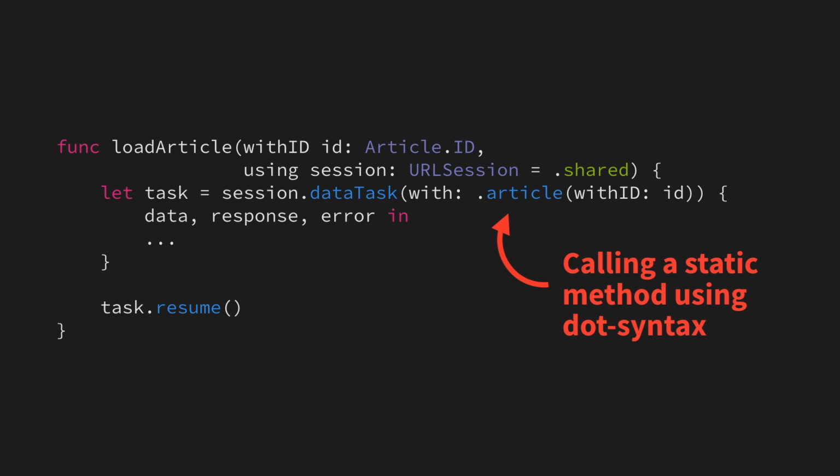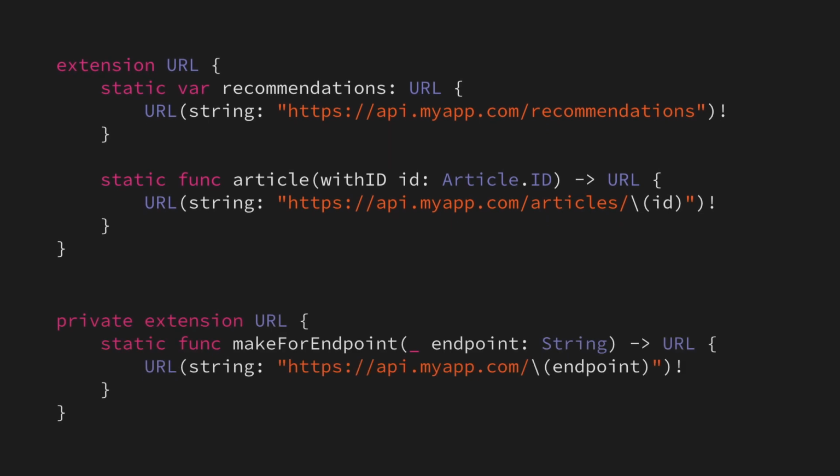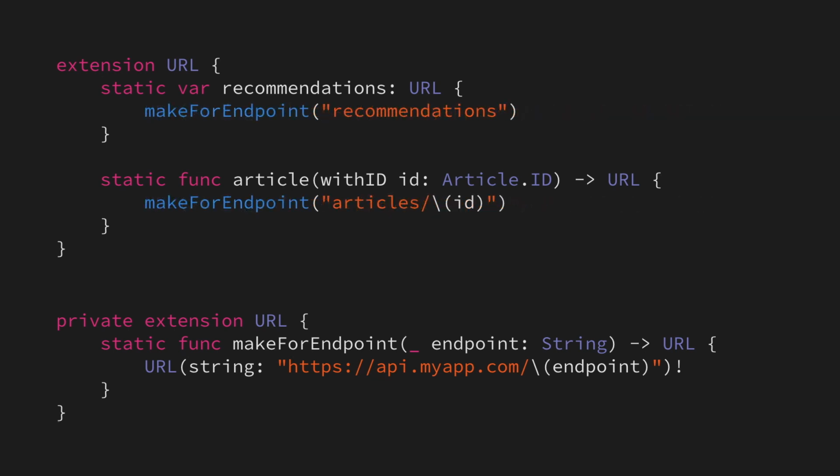Since we can now construct our URLs by calling our new endpoint properties and methods using this really nice dot syntax. However, if we go back to our URL extension, we're still repeating the same base URL over and over again within each of our endpoint APIs, which isn't very nice and quite error-prone, since the more we have to repeat something, the higher the chances are that we'll end up making a mistake somewhere. One way to solve that problem would be to create a private utility method that lets us create a URL for a given endpoint. With that in place, we can now simply call makeEndpoint within each of our properties and methods, which is much nicer.